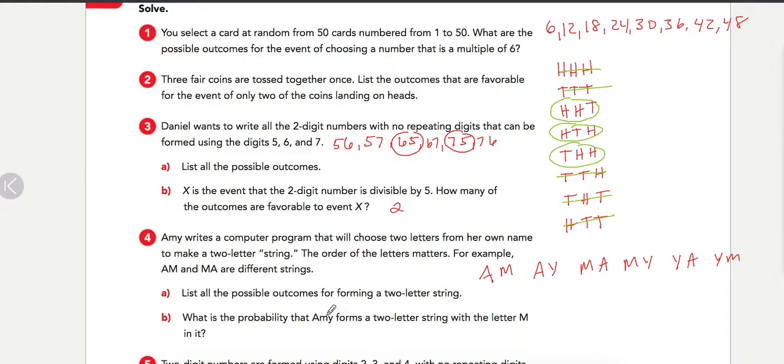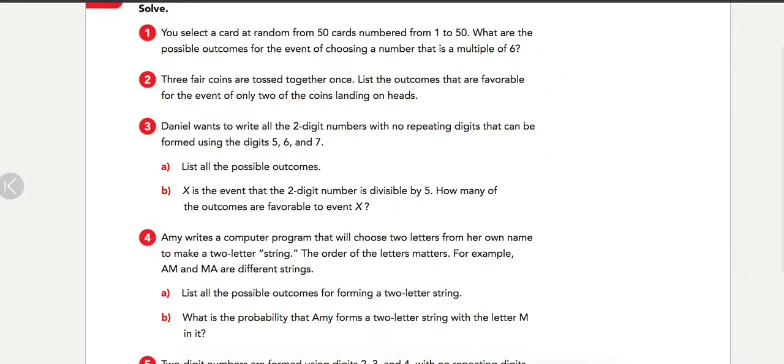What is the probability that Amy forms a 2-letter string with the letter M in it? So this has M, this has M, this has M, and this has M. So there are 4 favorable outcomes to this, and there are 6 outcomes altogether. So the answer is 4 of 6, which reduces to 2/3. All right.